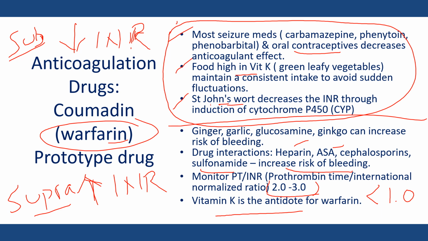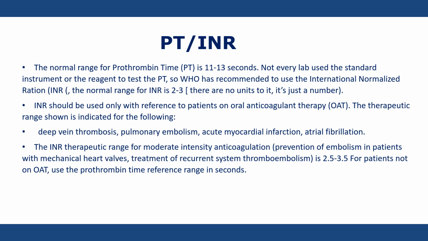Supratherapeutic, subtherapeutic, normal range for these patients. So again, this is the same thing that we talked about, that normal range for PT, which is prothrombin, is 11 to 13 seconds. But right now we have a standardized way of measuring the PT test, if you will, and that standardized way is international normalized ratio, that's INR, and normal, we talked about that it's less than 1.0, right? But if the client is on medication, for them the therapeutic range would be 2 to 3. All right.